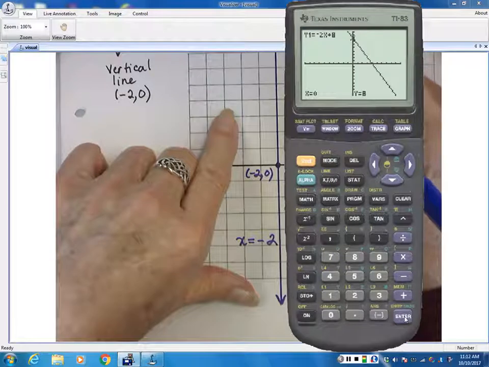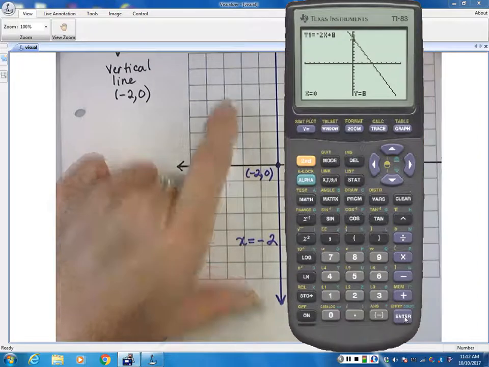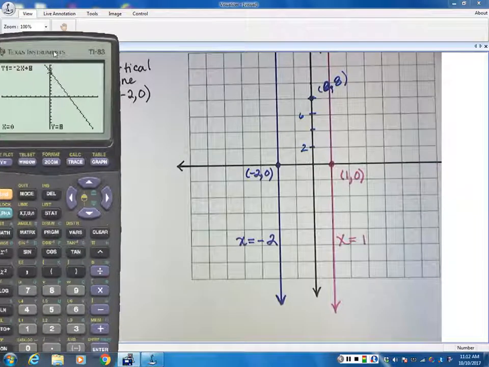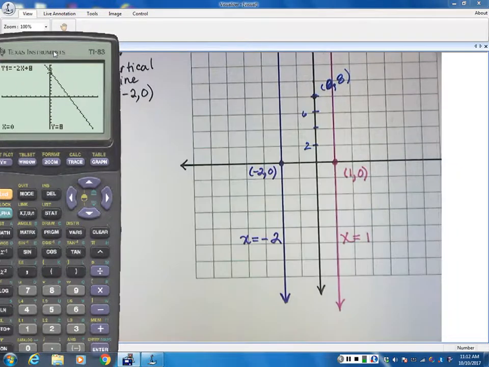I'm sorry, and this is not 8, 0, it's 0, 8. So there's nothing that says you have to scale by 1s all the time. If you need to, you can scale a graph by 2s, or by 25s, or 5s, or 50s. It just depends on what the graph is. So 0, 8 is my y-intercept. Now I need to find my x-intercept.